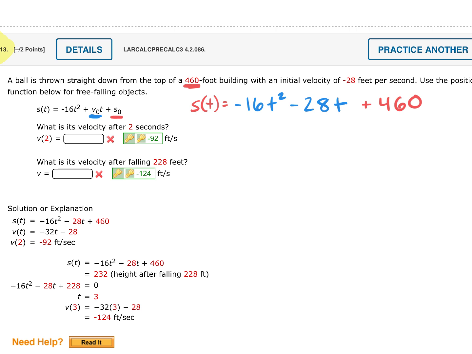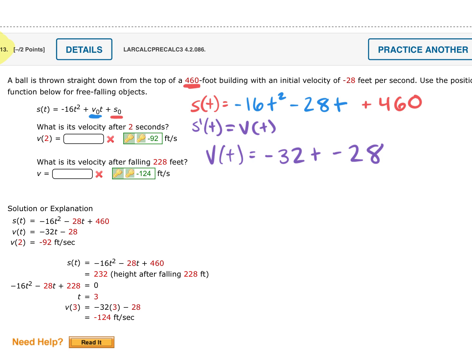All right, so here it asks us for what's the velocity after 2 seconds. To find our velocity, what do we have to do? Find the derivative. Perfect. So the derivative of our position is the velocity. So s prime of t is the same as v of t. The derivative of your position is the velocity. So our velocity would be negative 32t minus 28.